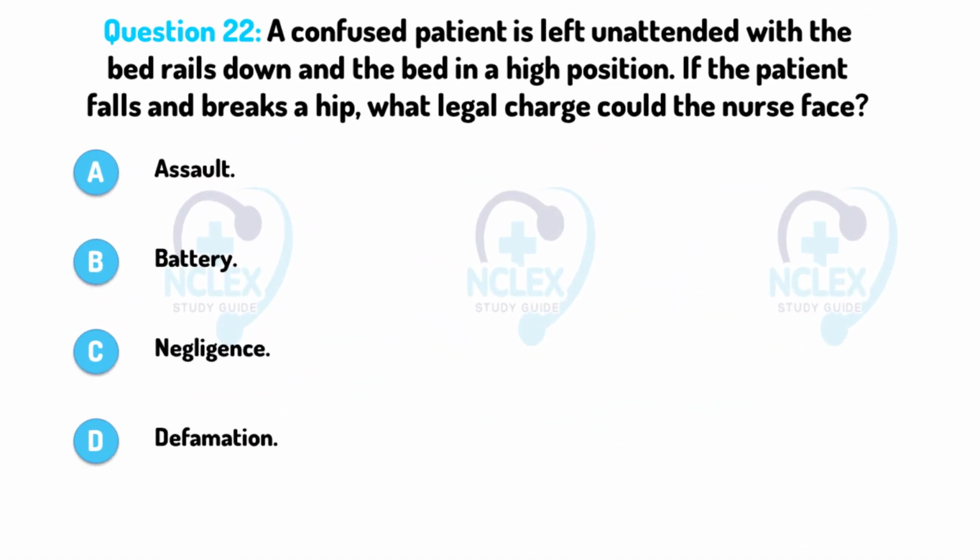Question 22. A confused patient is left unattended with the bed rails down and the bed in a high position. If the patient falls and breaks a hip, what legal charge could the nurse face? Choices. A. Assault. B. Battery. C. Negligence. D. Defamation.